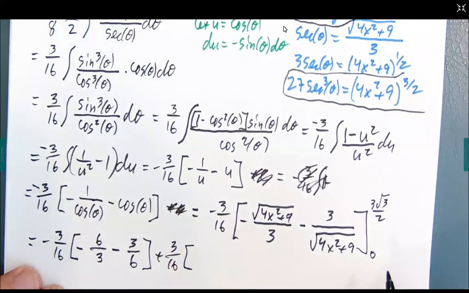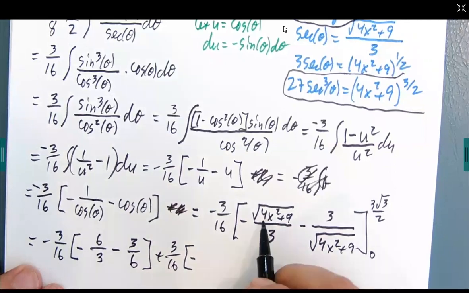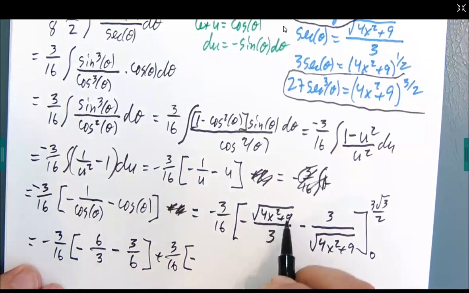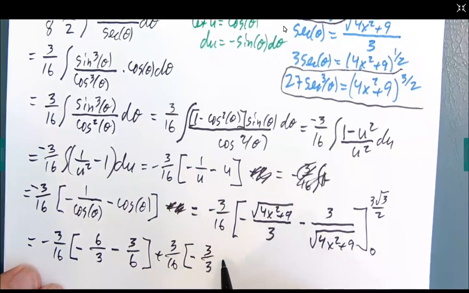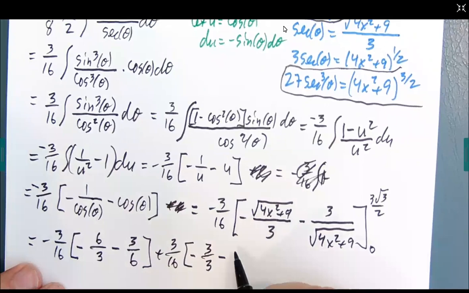Now we're going to plug in the 0. It's plus because it's minus minus. Plug in the 0, so that's going to give me negative. That's gone. That's going to be a 3. The square root of 9 is 3. So 3 over 3 minus 3 over 3.